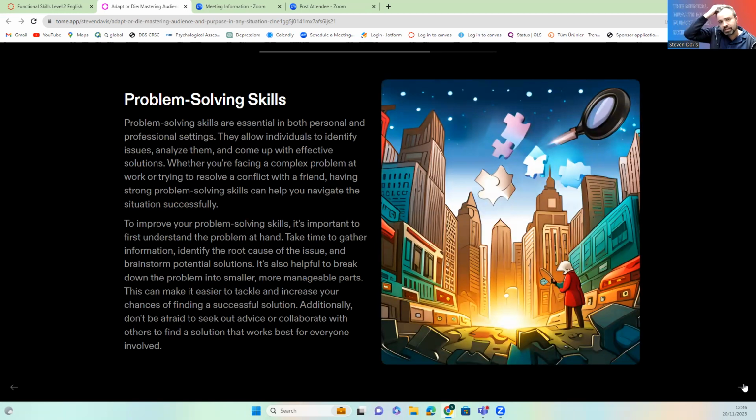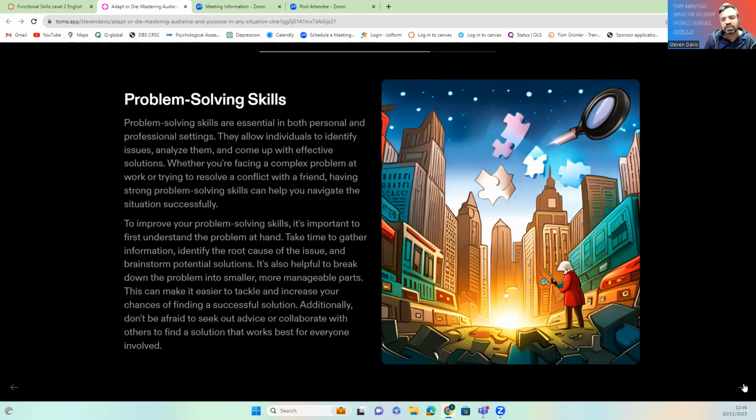Problem solving skills. Problem solving skills are an essential part of personal development. They allow individuals to identify and analyze problems and come up with effective solutions, whether you're facing a complex problem at work or trying to resolve conflicts with a friend. Having strong problem-solving skills can help you navigate the situation successfully.